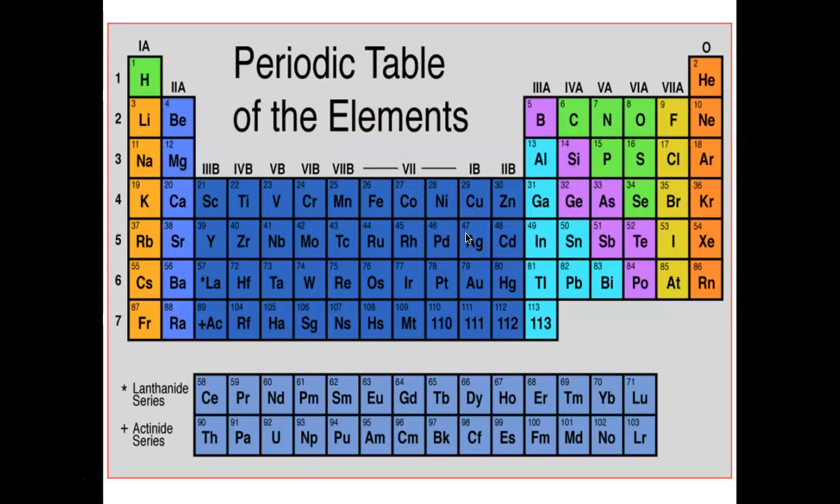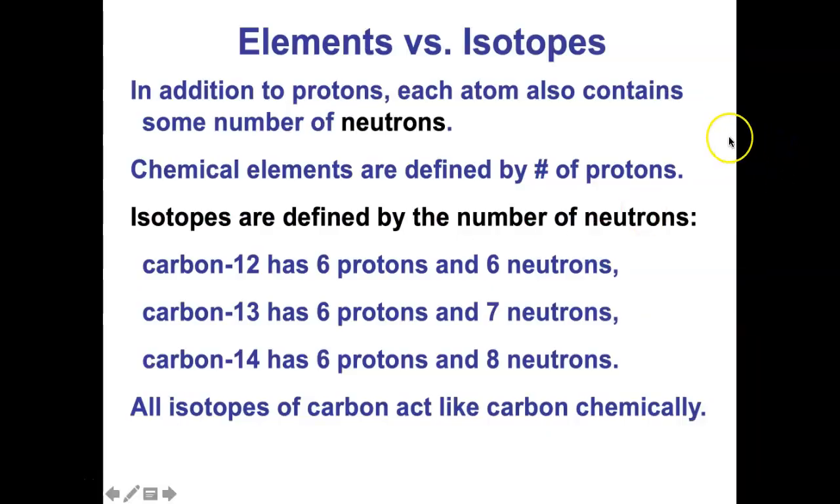But there's more in a nucleus than just protons, right? There's also neutrons. And atoms of the same element can have different numbers of neutrons. When atoms of the same element have different numbers of neutrons, those are said to be different isotopes. So, for example, there are 3 major isotopes of carbon.